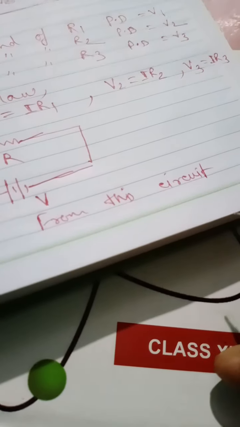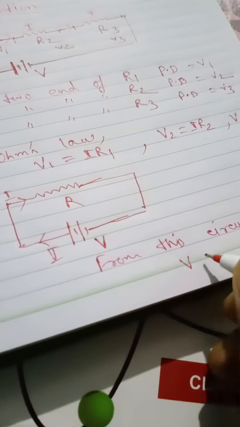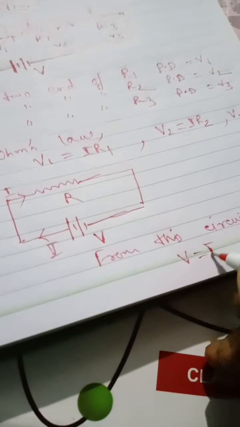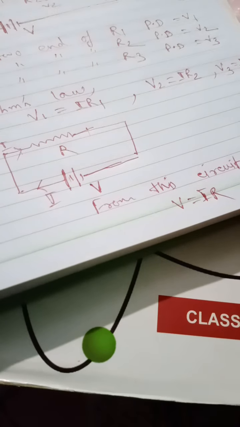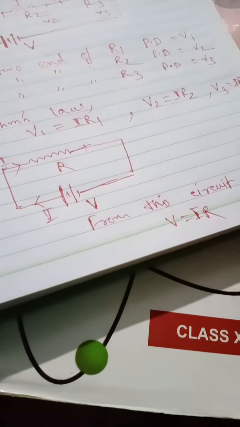So from this circuit, we can write by Ohm's law, V is equal to I into R. Because here V is the supplied voltage and there is only one resistance, so across the two ends of R, the potential difference will also be V. So if we apply Ohm's law, V is equal to I into R. So this is for the second circuit.